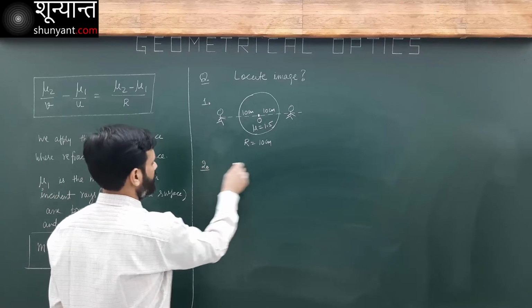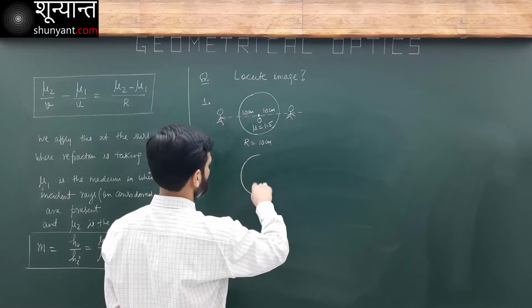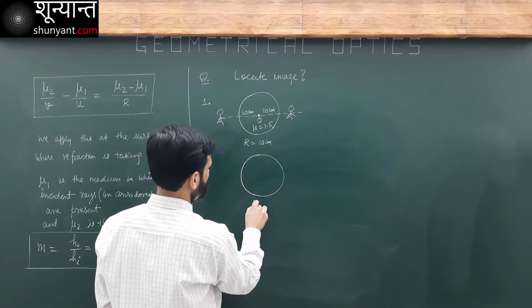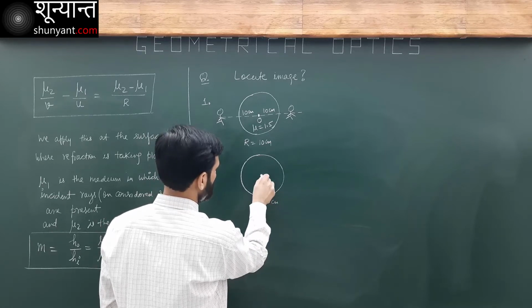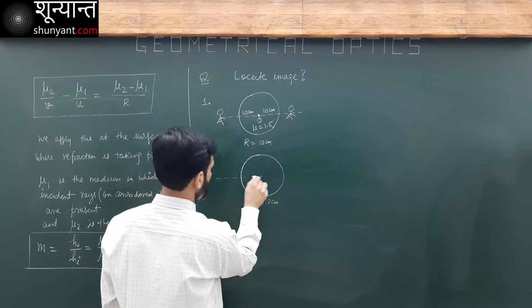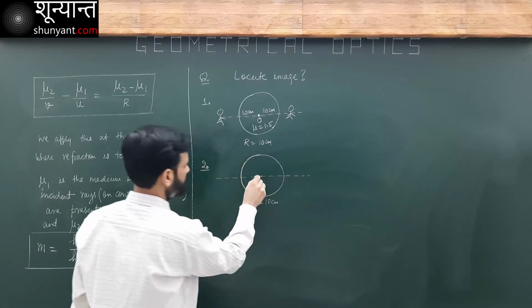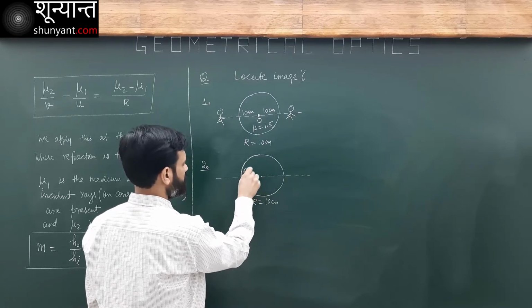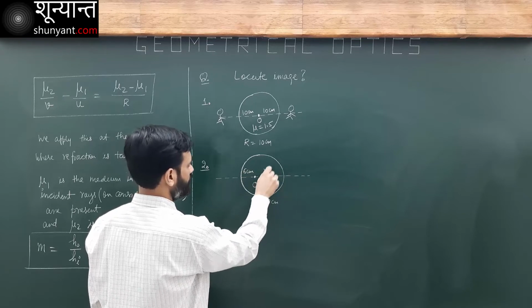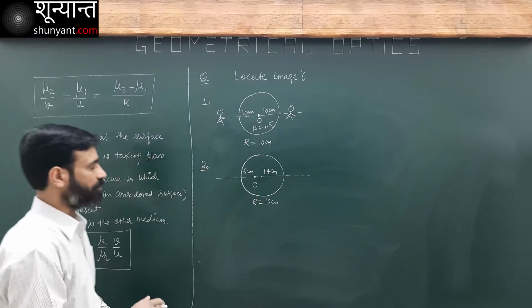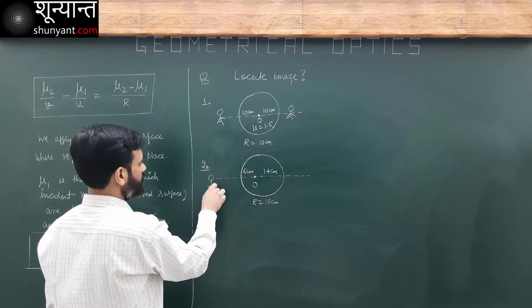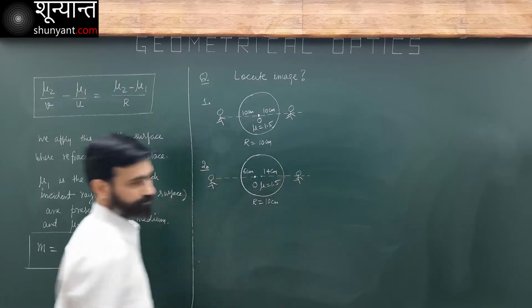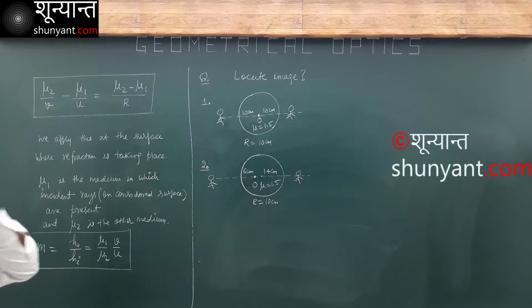Second, in the same glass sphere, here also, radius is 10 centimeter. My object is here. This is 6 centimeter and the remaining will become 14 centimeter, just for example. One observer is here, the other observer is here. For both observers, where is the image? This is 1.5. Same, okay?